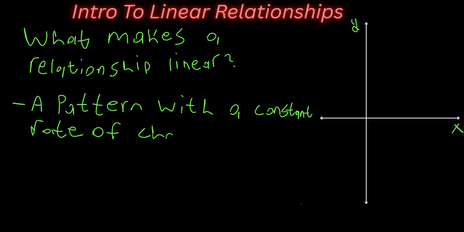Now, just to address the elephant in the room, this is when we start working on the XY coordinate plane, or the Cartesian plane. But we'll get to that shortly. So I just defined what makes a relationship linear. It's a pattern with a constant rate of change, with an E.